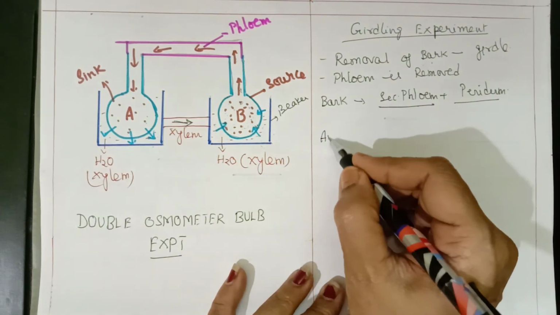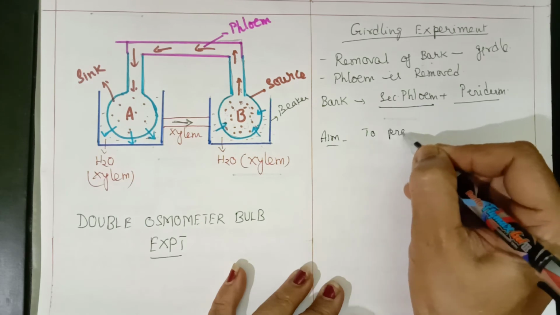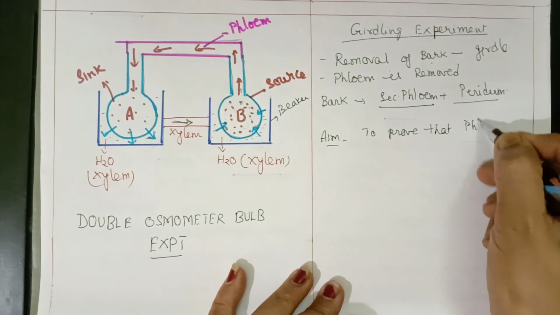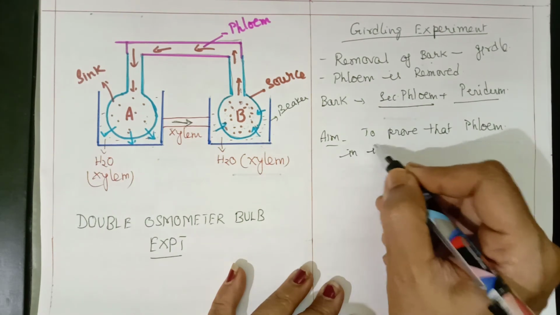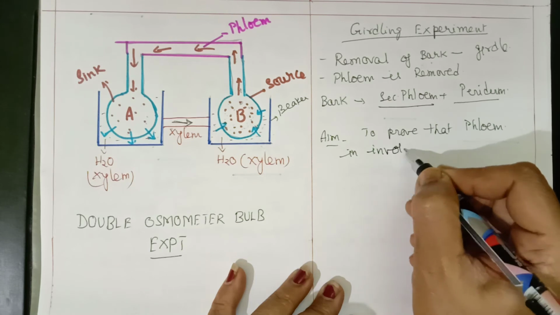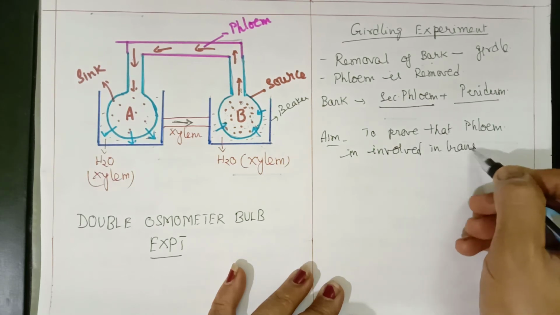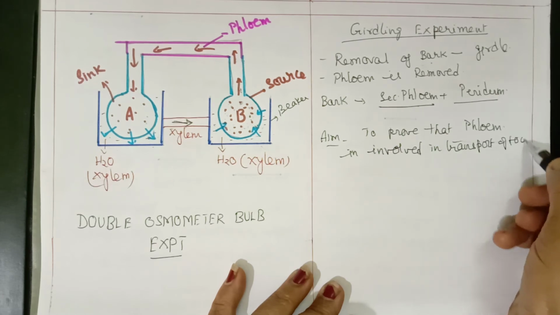The aim of the experiment is to prove that phloem is involved in transport of food.